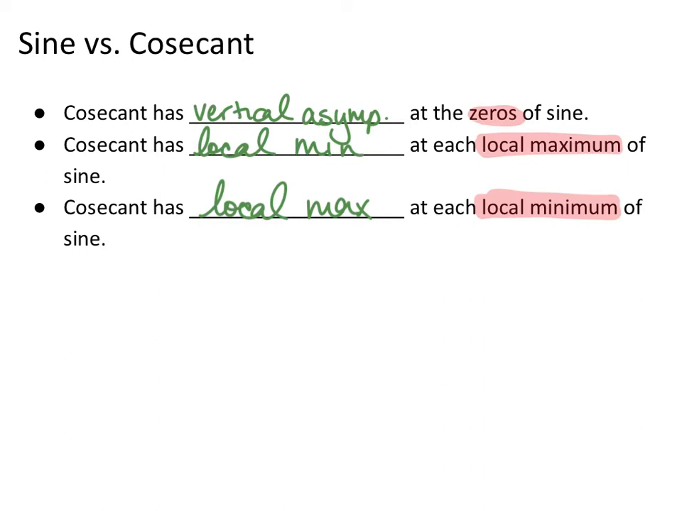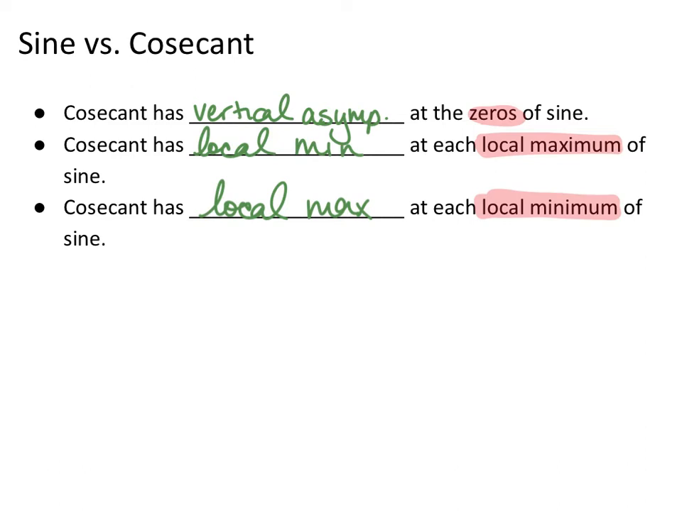Last little facts that we need to know about cosecant are other ways that it's related to sine. So cosecant has vertical asymptotes at the zeros of sine. It has local minimums at each of the local maximums of sine. And it has local maximums at each local minimum of sine. Which makes sense. If you look back at the graph on the other side, anywhere that the sine curve touched the center line, the x-axis for this one, there was a vertical asymptote for cosecant that we drew in.